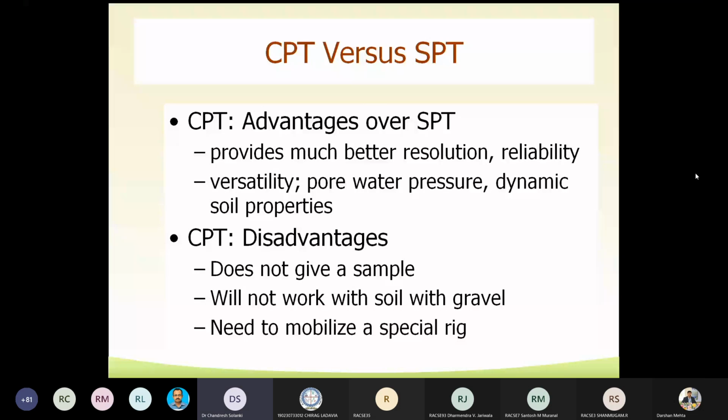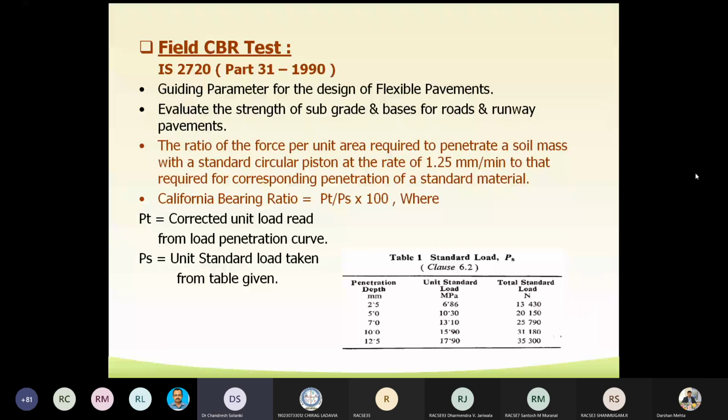The field CBR test is another test which we perform in the design of pavements. Why is the field CBR test to be performed? It is a guide parameter for the design of flexible pavements, and it evaluates the strength of the subgrade and base for roads and runway pavements. For these reasons, we perform the CBR test in the field. It is also possible to perform the CBR test in the laboratory, and we do go with that. This is the arrangement of the CBR test.